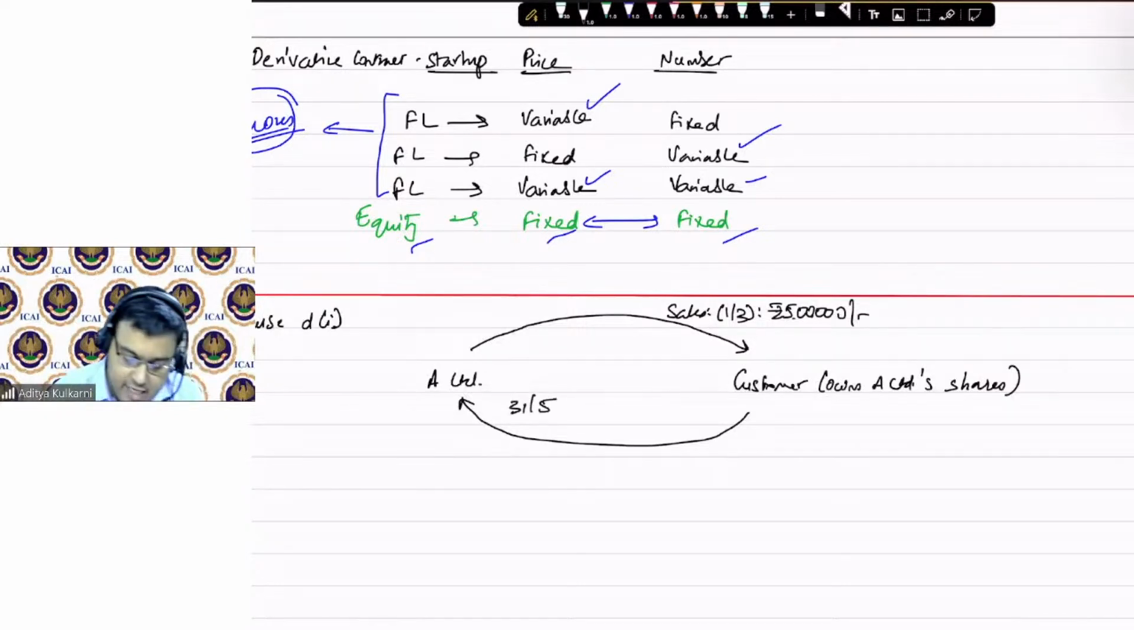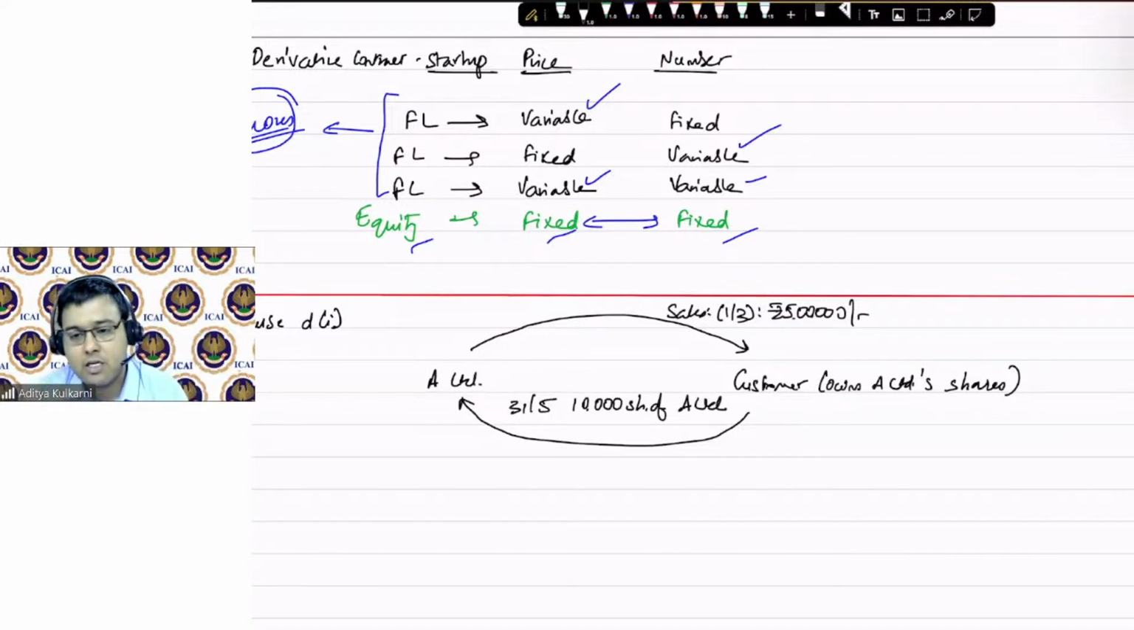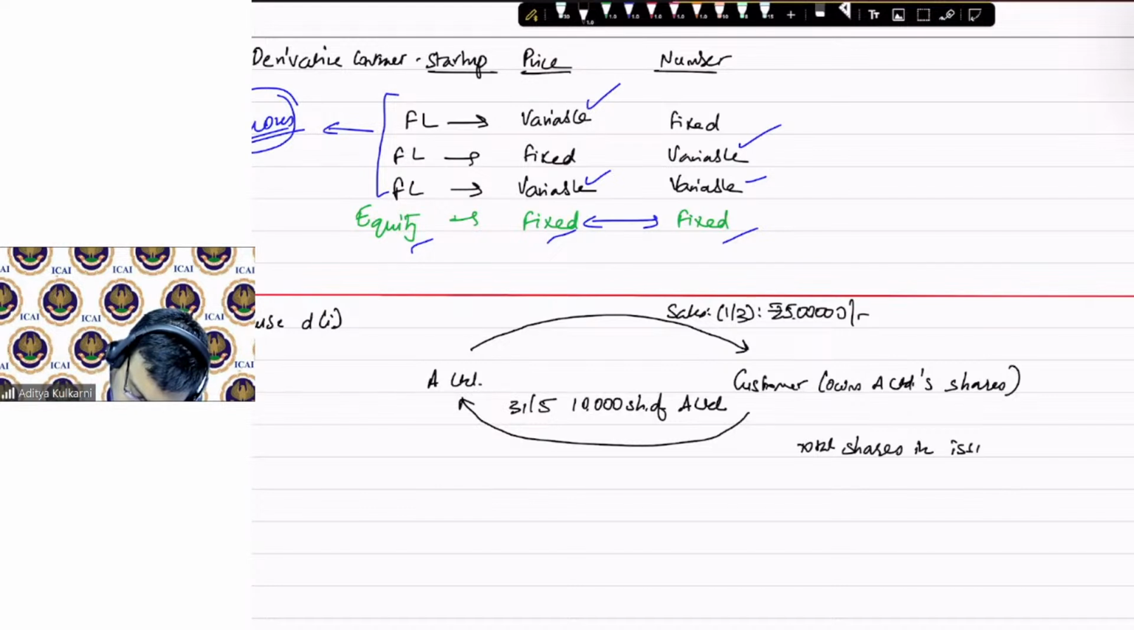So suppose the credit period is 2 months. So 31st May, the issue happens and I am going to issue shares to A Limited. Now, let us assume that the number of shares that the customer has is 10,000. 10,000 shares of A Limited are going to go back to A Limited. Total shares in issue, let us assume 1 lakh shares.